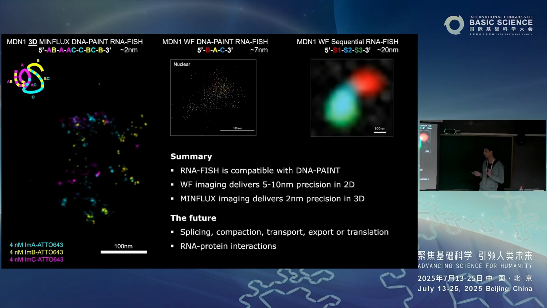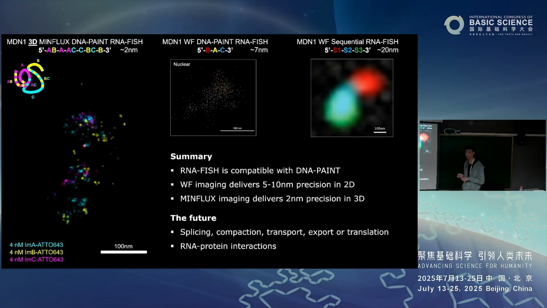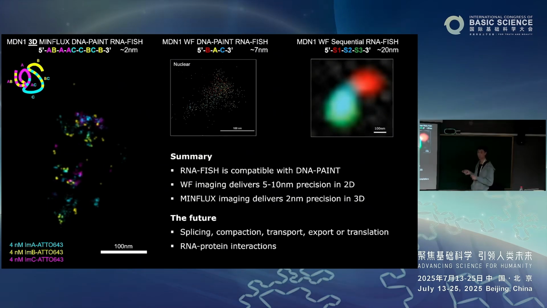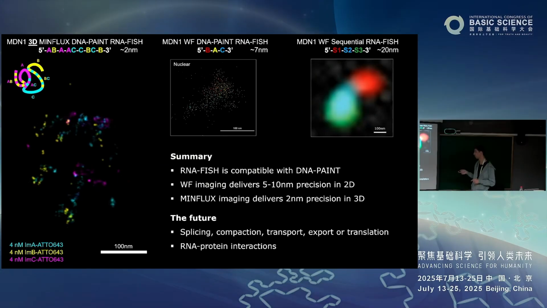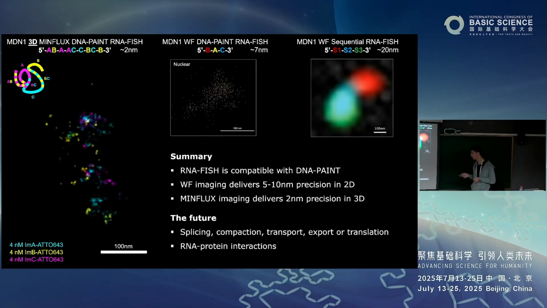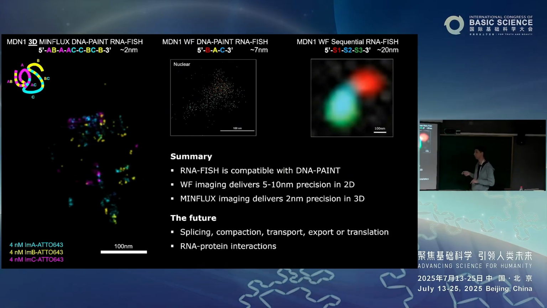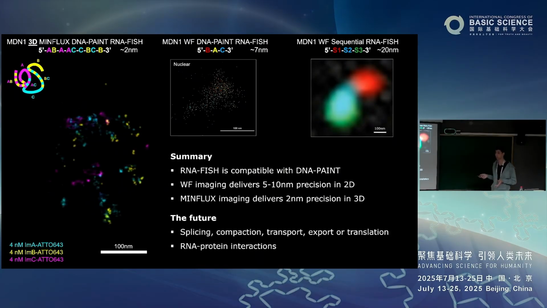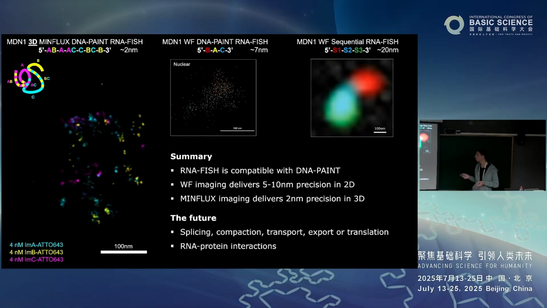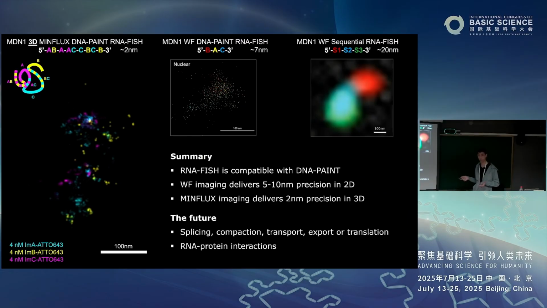Now, a very important conclusion of this is that RNA is compatible with DNA paint, and this was not done before. Wide field images deliver this precision, while MINFLUX can push further, and you can do that to pierce into the structure. And the future, what's coming with this project, is to look at splicing, compaction, transport, and export with a bunch of biologists that are working together with us. And of course, putting proteins on these images as well. This is something we can do as well.